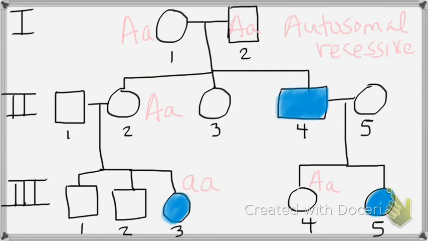Okay, this is the kind of thing I need you to do on the test Thursday. Job number 1, figure out the inheritance pattern. And you have 3 choices: autosomal dominant, autosomal recessive, X-linked recessive. You've got to do that first. And then figure out people's genotypes. But are you okay with that? Yes?